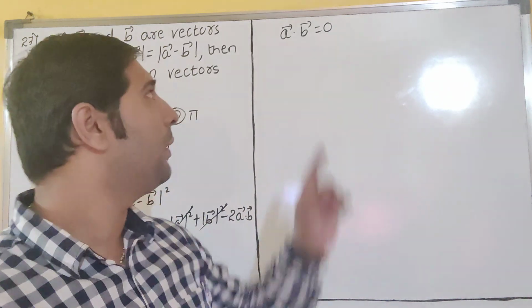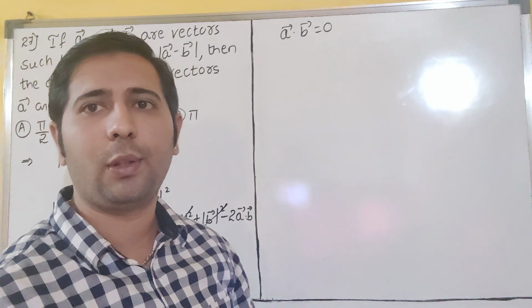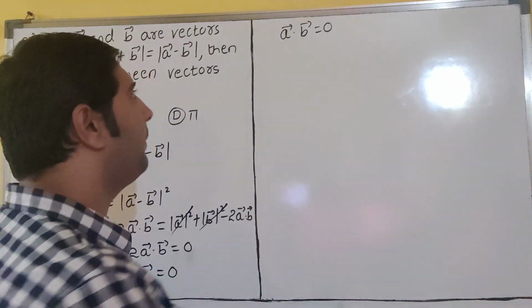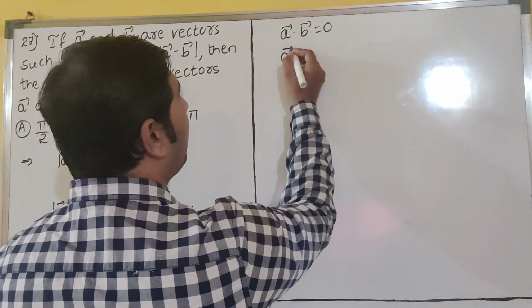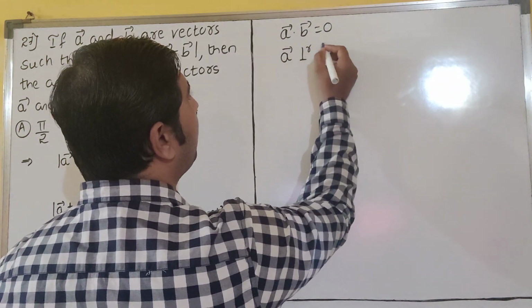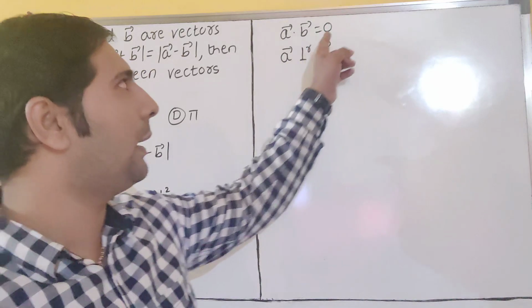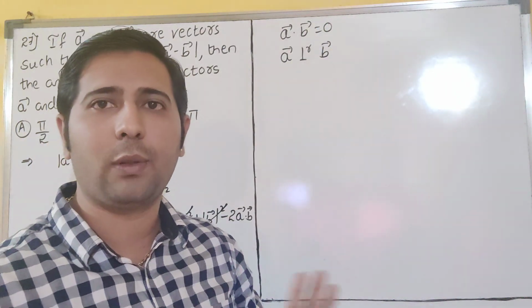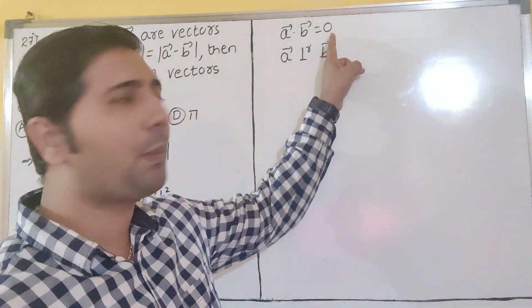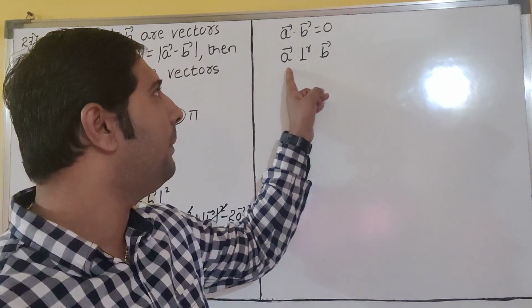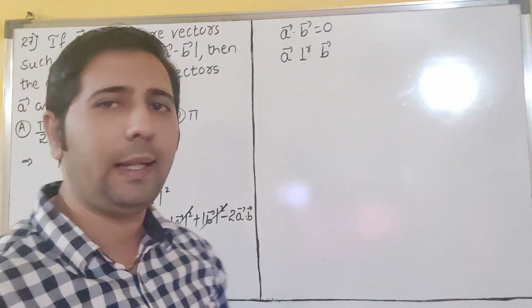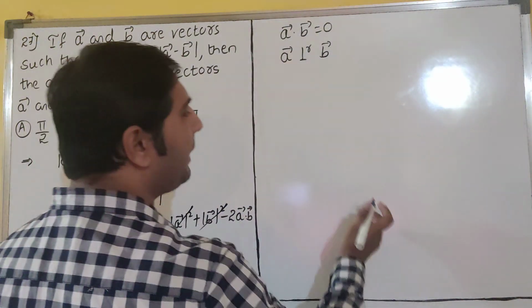Perpendicular, dear students. When their dot product is equal to 0, if they are perpendicular, that time you can say: if vector A is perpendicular to vector B, then their dot product is equal to 0. If A is perpendicular to B, it means their dot product is equal to 0. When the dot product is 0, then A is perpendicular to vector B. Is it understood? So what does perpendicular mean?